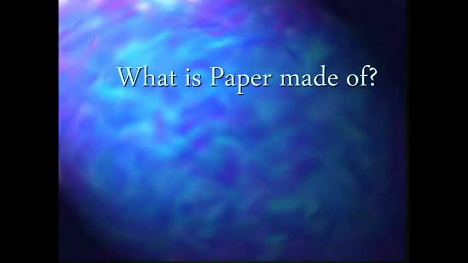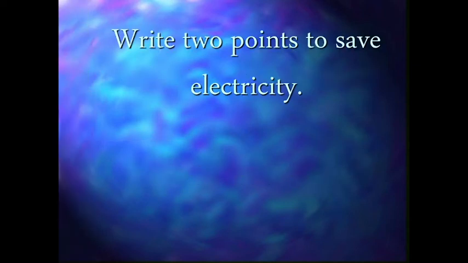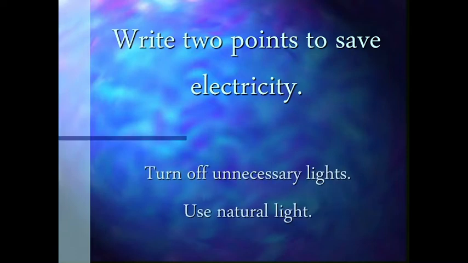What is paper made of? Paper is made out of trees. Write 2 points to save electricity. Turn off unnecessary lights, use natural light.